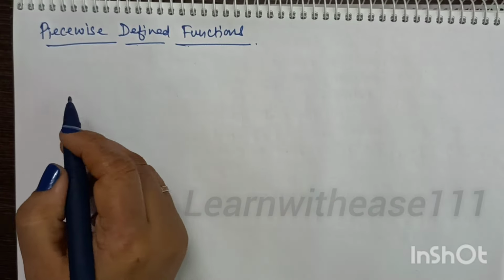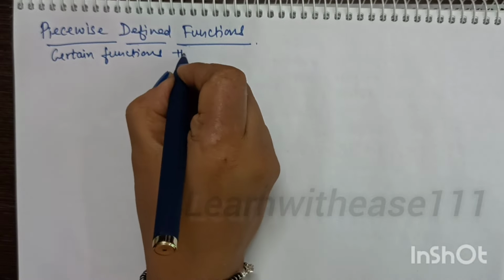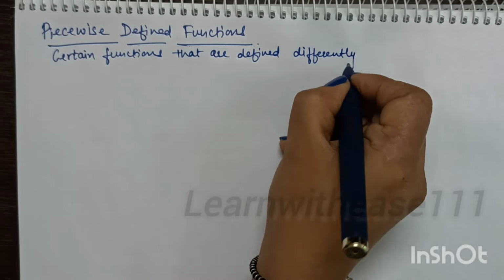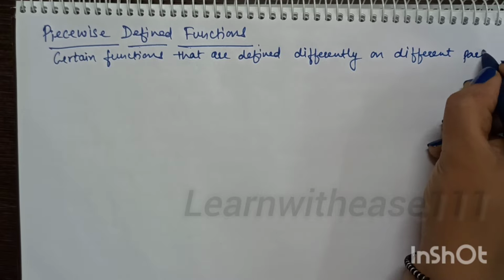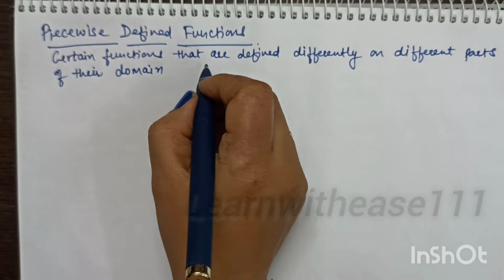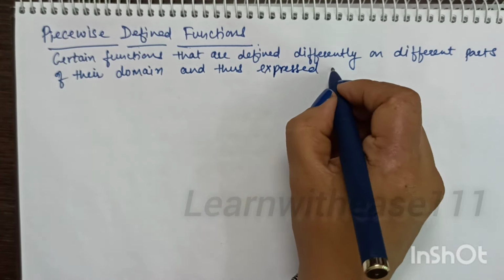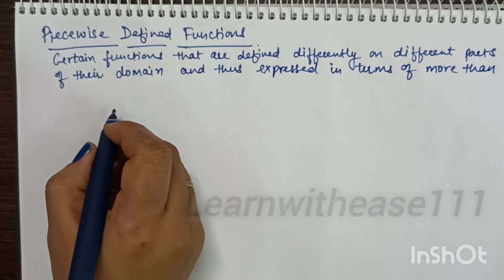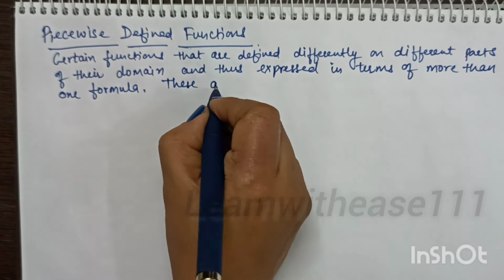Next topic is what are piecewise defined functions. There are some functions which are not representable as a single formula. They are given to us in parts. Specific partitions are given to us. Certain functions are defined differently on different parts of their domain and thus expressed in terms of more than one formula. There will be more than one formula for the function in parts. So these are called piecewise defined functions.